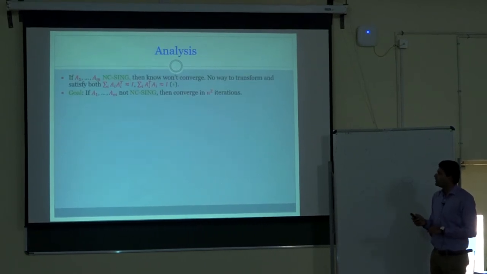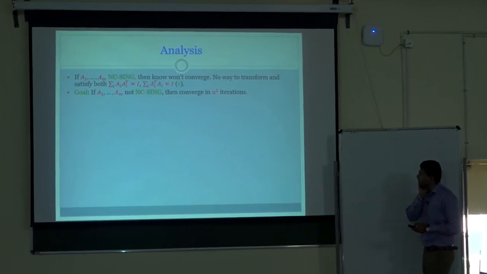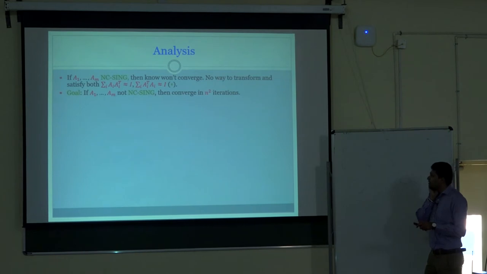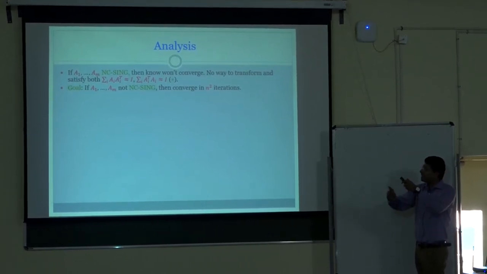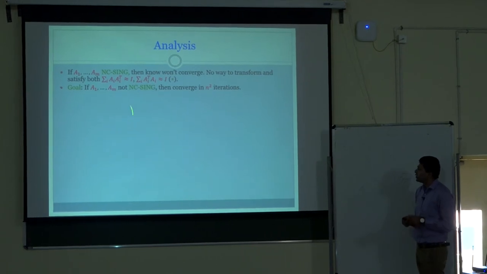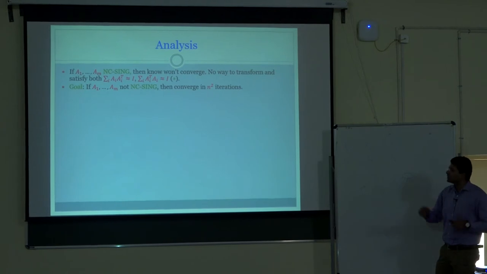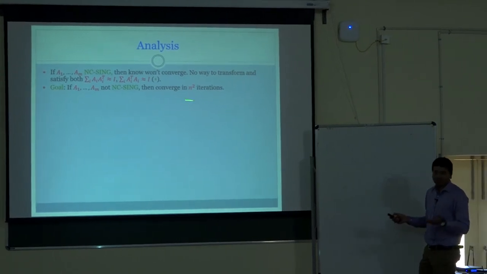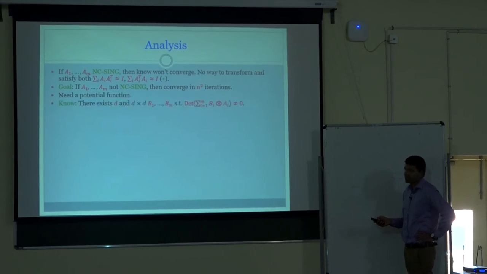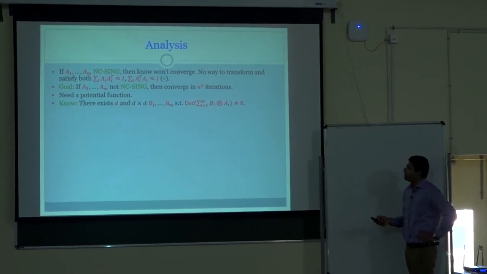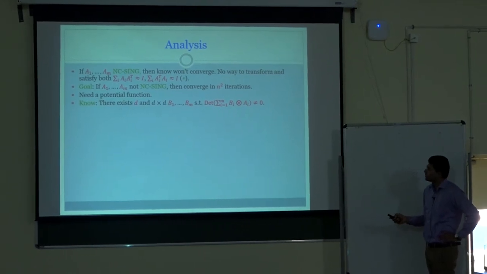Okay. Yeah. So then I just want to say one slide about the analysis of this algorithm, right? So you have this tuple of matrices given to A, and then you want to analyze this alternating algorithm, right? And our goal is that if this non-commutative singularity condition does not hold, then you converge in some number of iterations. That's what we want to do. So we need a potential function, and the potential function will be some kind of determinant. This will be a potential function.